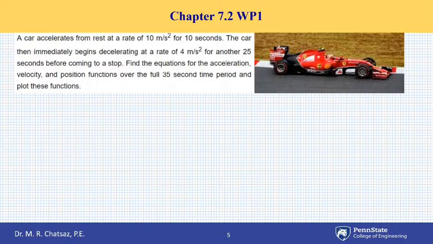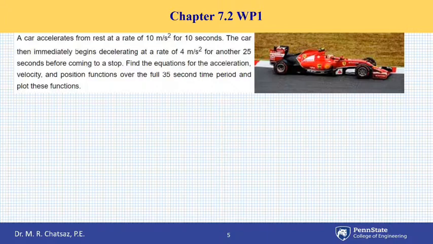Here we have a car that starts from rest with acceleration of 10 meters per second squared for 10 seconds. It then immediately decelerates at a rate of 4 meters per second squared for another 25 seconds before coming to a stop. We are interested in finding equations for acceleration, velocity, and position in terms of time for the entire motion. We also wish to graph these as a function of time.